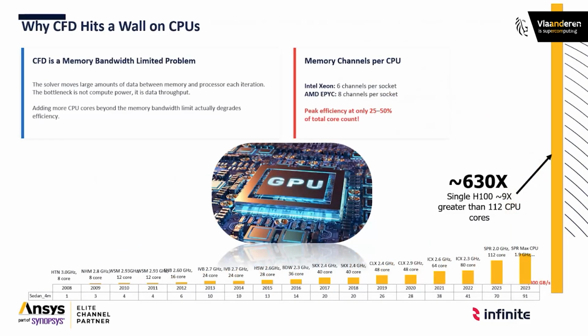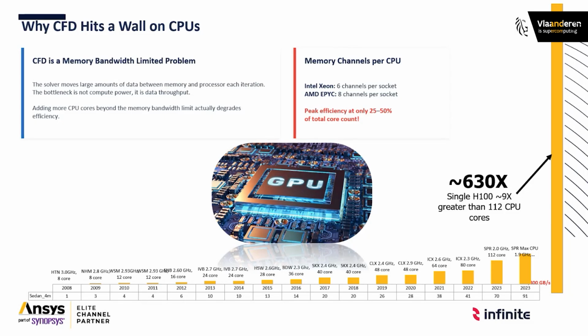So why are these GPUs much better for CFD performance? That's mainly because CFD is a highly memory bandwidth limited problem. CFD is an iterative solver. Every iteration, the solver moves a large amount of data between your memory, your RAM, and the processor. So actually, your bottleneck is not really the compute power of your processor, but more the data throughput to your memory and back. So adding more cores beyond the memory bandwidth is actually limiting your efficiency.